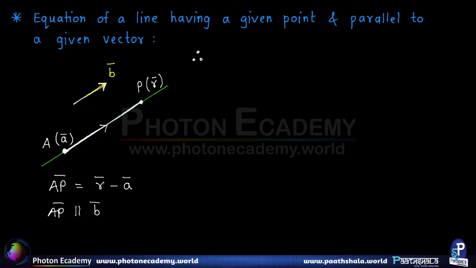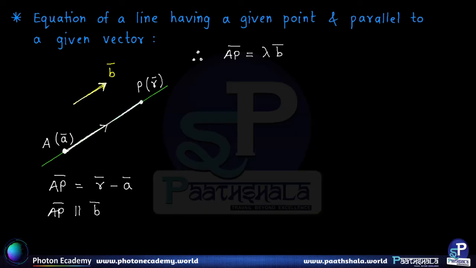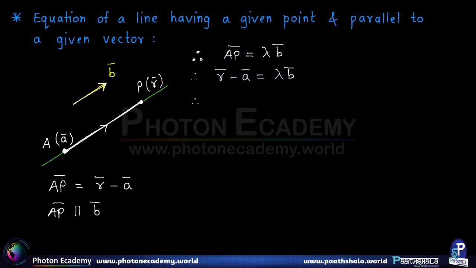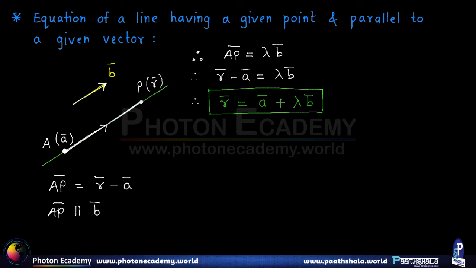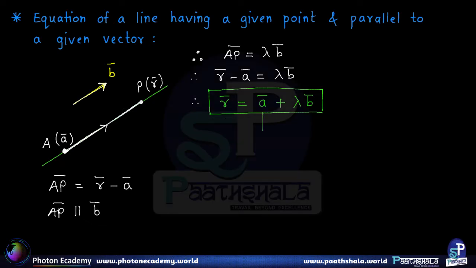Therefore we can write AP bar as some scalar multiple of b bar. We call that scalar as, say, lambda. So therefore putting the expression for AP bar, which is r bar minus a bar, turns out to be lambda b bar, and hence taking a bar on the other side we get the final expression as r bar is equal to a bar plus lambda times b bar. So this is what we call as the vector form of the equation of the line passing through the given point, which is a bar, and parallel to the given vector, which is b bar, correct?